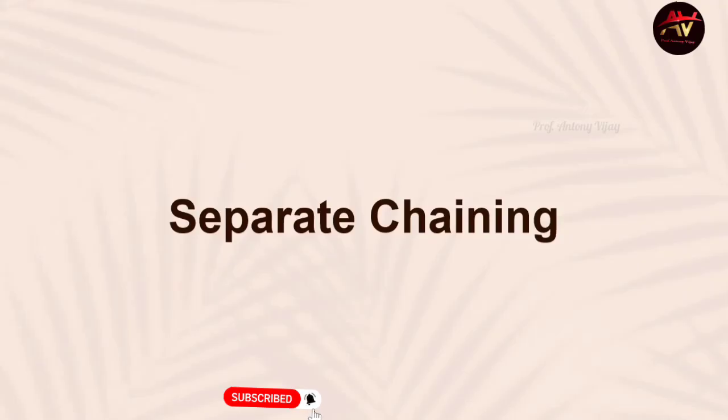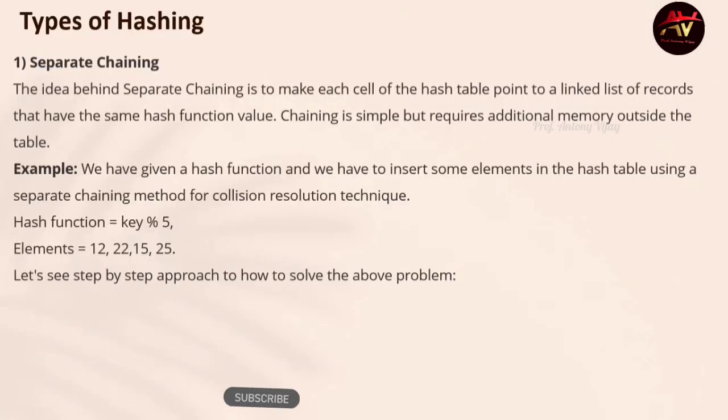Let's see. So separate chaining is mainly for storing the particular hash value in the hash table with the help of an index. So here it will form a linked list, so that the collision can be easily avoided. Let's see that in a diagrammatic representation. So in this example, I am taking the hash function as key modulo 5, and I am taking four values like 12, 22 and 15, 25. So let's have a look at the diagram.